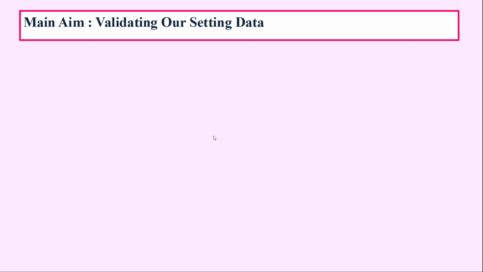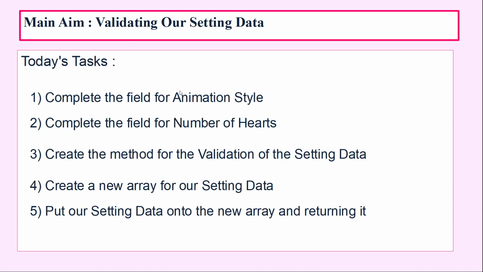So like always, I try and do 5 tasks a video. So the main aim is to create a method that validates our setting data, but we still have to do a number of things. So for example, we still need to create that field for our animational style, and that field for the number of hearts that you saw. So in the last video, we only created the field for the title.